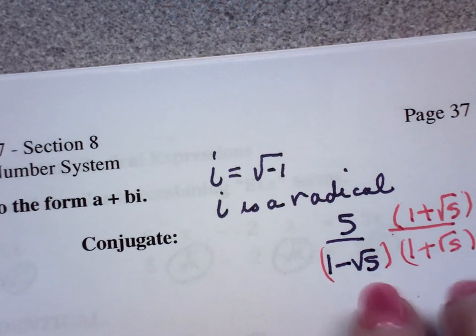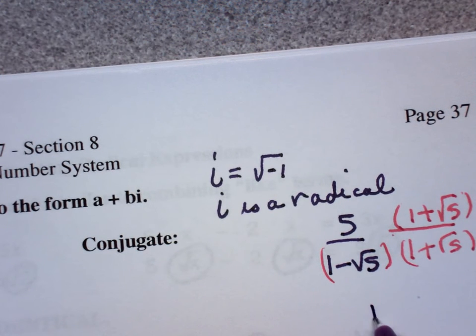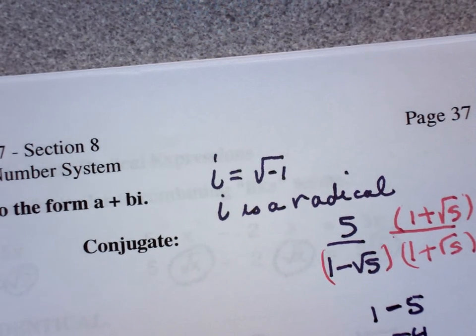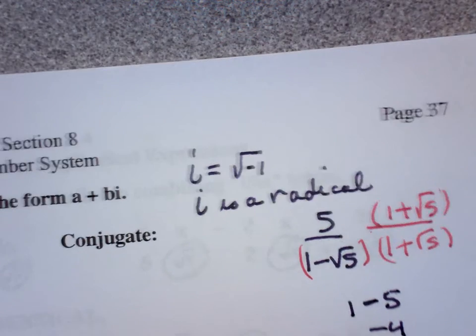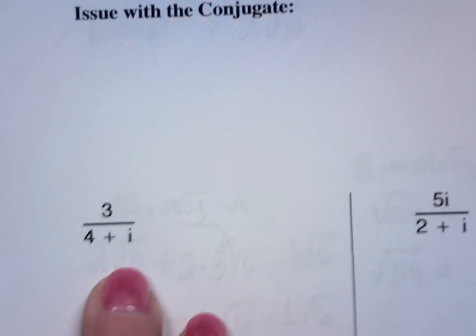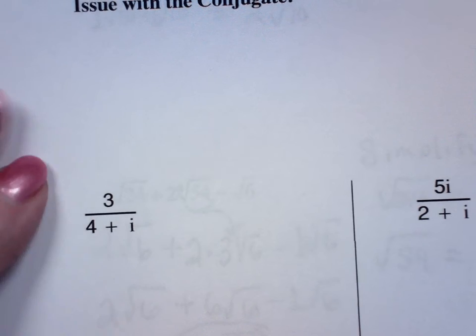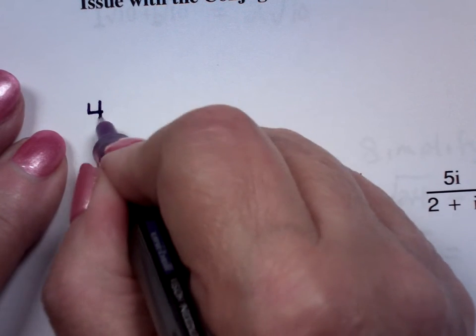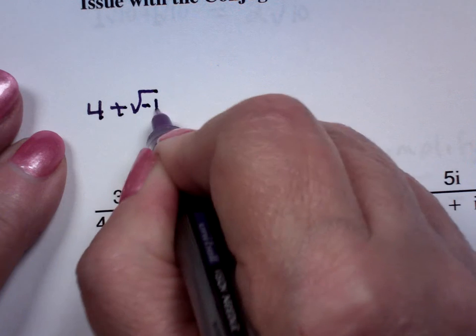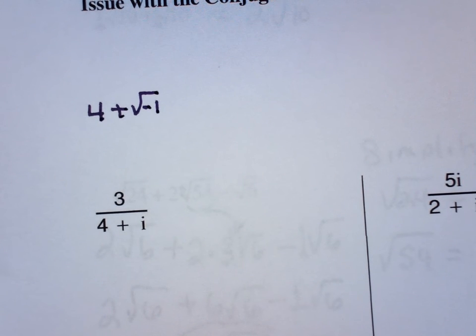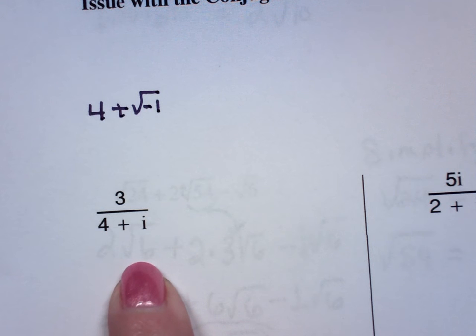Okay. Remember, that's what kills that denominator, because if you look at this, it becomes 1, inner outers add to 0, minus 5. So this denominator becomes minus 4. Now, if I'm going to divide something like this, I is a radical. It's as though that denominator instead was 4 plus the square root of negative 1. There is a radical there. So if I'm going to do this, it's going to act like the ones we did that didn't have the i's.